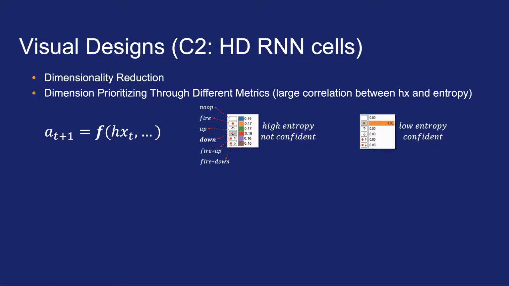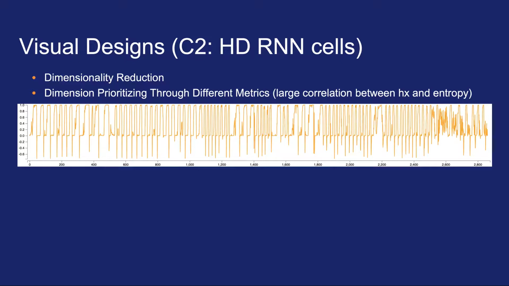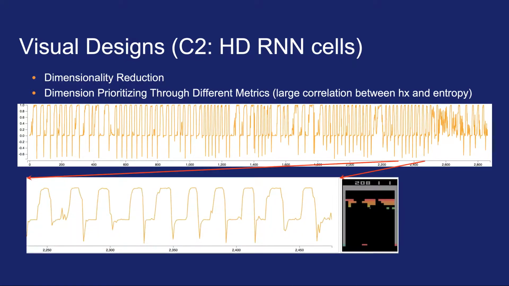Connecting the entropy at individual steps forms an entropy curve, and we can compute the correlation between different RNN hidden states with this curve. Sorting the RNN states by their correlation value, we identify the orange curve here from the breakout game. The corresponding hidden state dimension actually reflects the ball's moving direction.